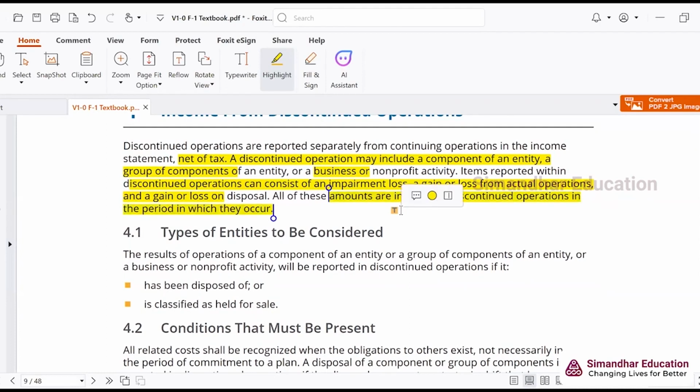All of these amounts are included in the discontinued operation in the period in which they are incurred. Now, what you have to understand, the results of operations of a component of an entity or a group of components of an entity or a business or a non-profit activity will be reported. When will we report in the discontinued operation? When it has been disposed, then you will show it as a part of discontinued operation, or it is classified as held for sale. Classified as held for sale means the management has decided that okay, we will sell off this particular business. So in that case also, you will show the net income in the section of discontinued operations separately.